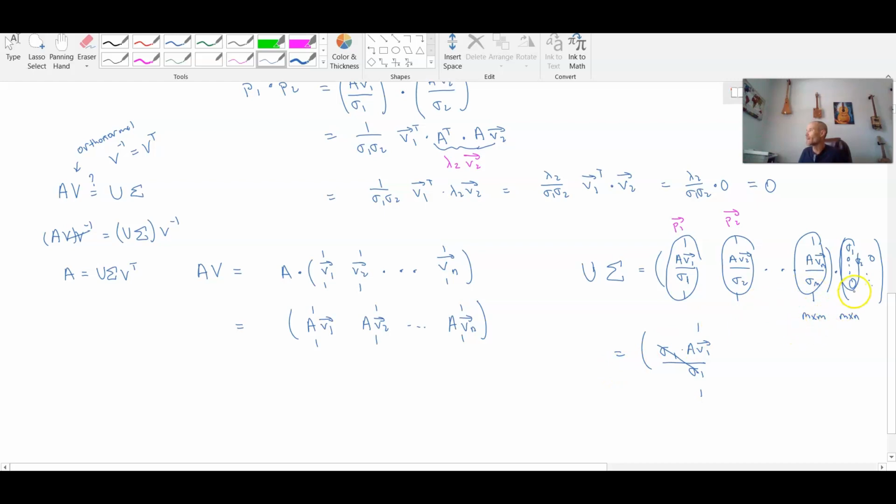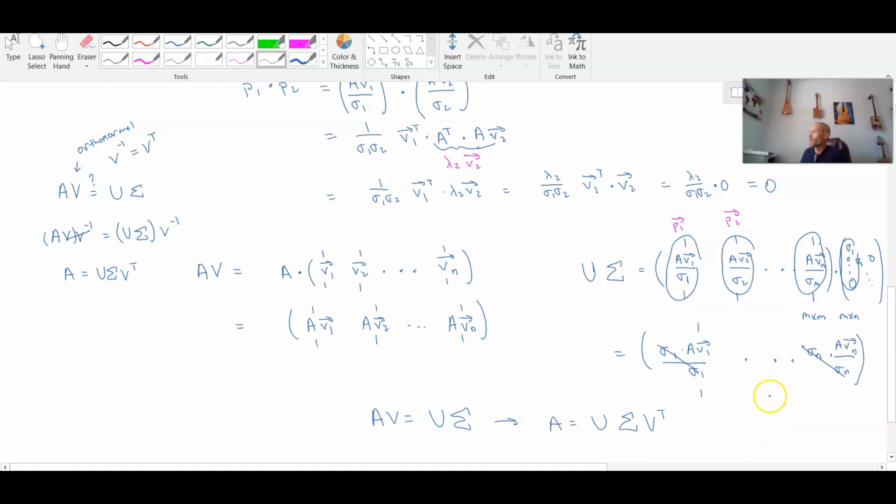Now I could repeat this. This is going to produce an M by N matrix, so I'm going to have N of these terms until we get down to sigma N multiplied by AVN divided by sigma N. And again, those will cancel, and I've established that AV equals U sigma, which means, by what we've done over here, that A is equal to U sigma V transpose.